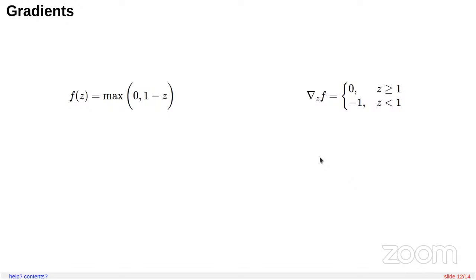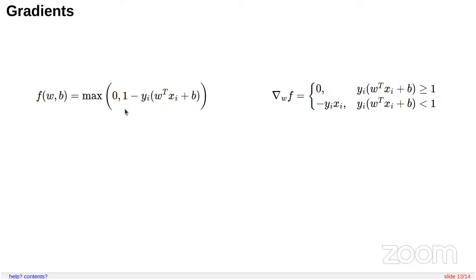Okay, so the only thing that remains if you want to do gradient descent is to find the gradients. So for f of z, this is very simple. It's 0 when z is greater than or equal to 1 and minus 1 otherwise. If you were to do it for this objective, with the W transpose X plus B part, then this is how it will look. Okay, is that fine? So you just substitute this into your gradient descent and it should hopefully work.